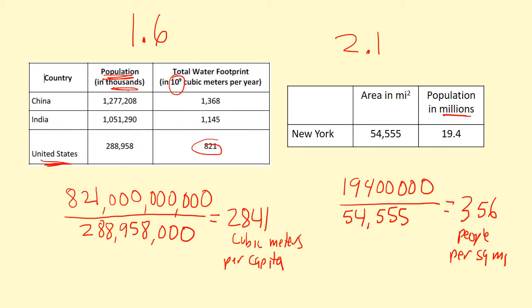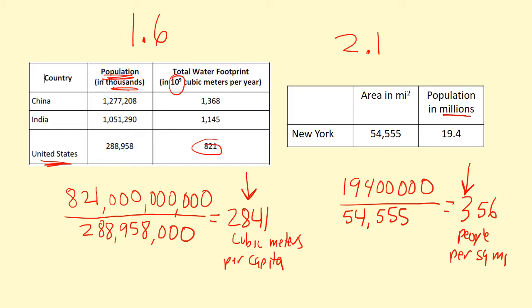So let me just re-emphasize a word I've used a couple of times already, and that's average. It seems pretty obvious that each person in the United States doesn't necessarily use exactly 2,841 cubic meters of water per year. And it seems reasonable that there's not exactly 356 people living in each square mile of New York State. These are averages.